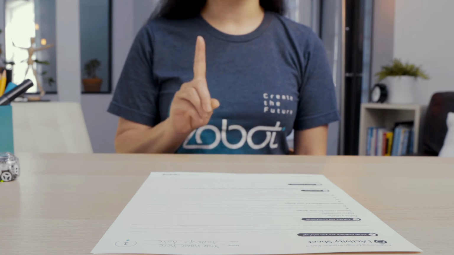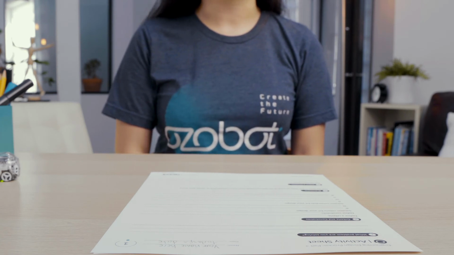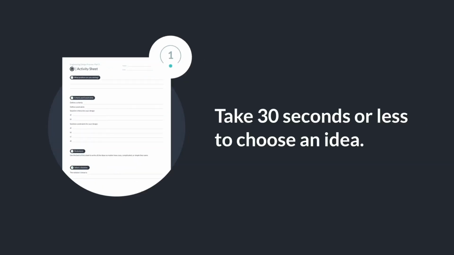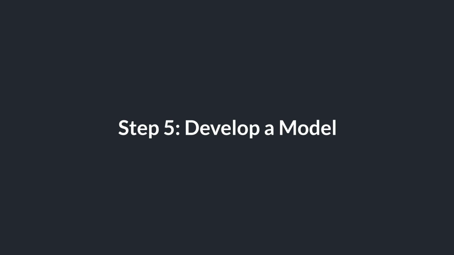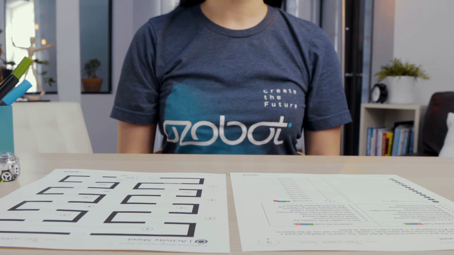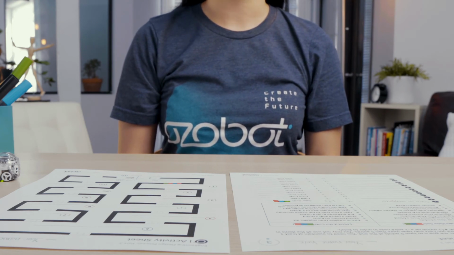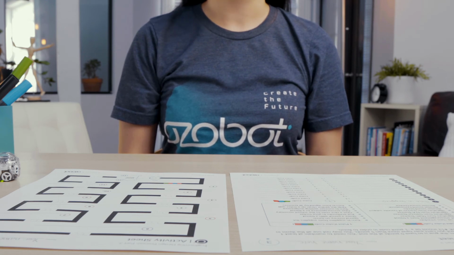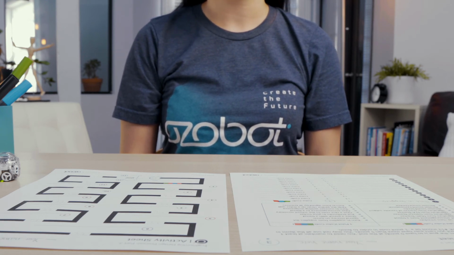Next, choose one of your ideas from the brainstorming you just did. Take 30 seconds or less to choose an idea. Use the Lesson 3 activity sheet as a starting place to craft your solution idea. Then fill in the point+1 codes and point-1 codes on the map.